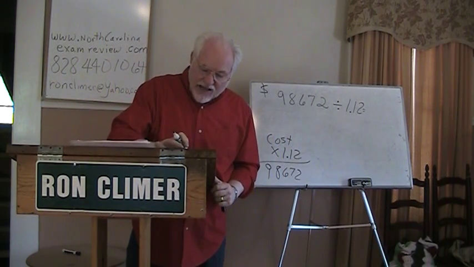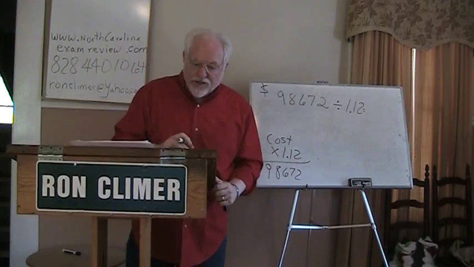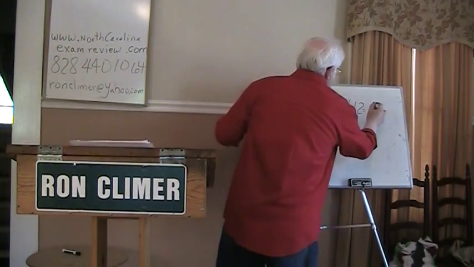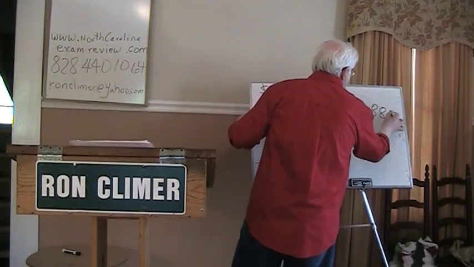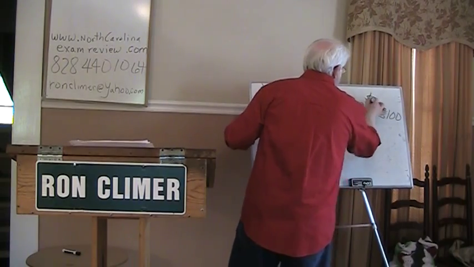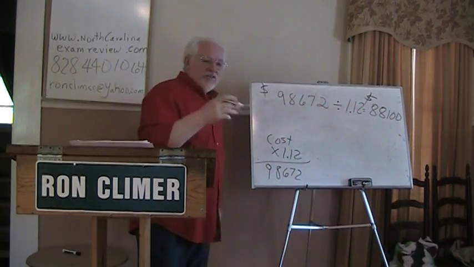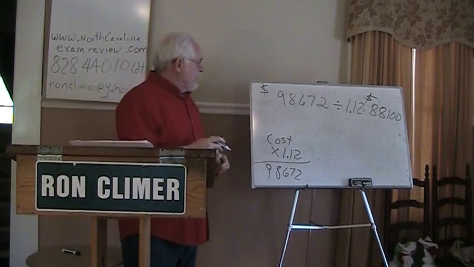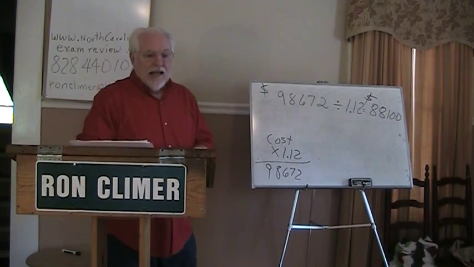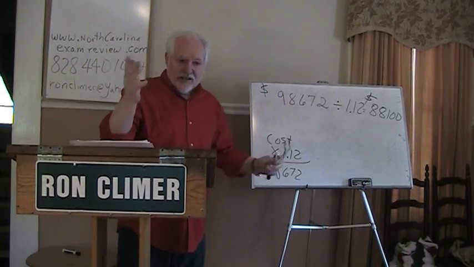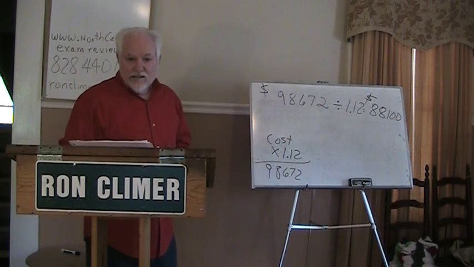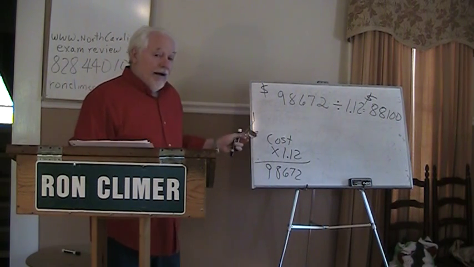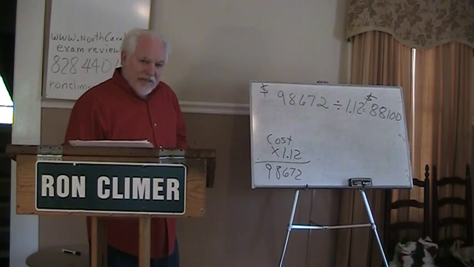98,672 divided by 1.12. My calculator says 88,100. So they bought it for $88,100, sold it for $98,672, and made a 12% profit. Okay? Now, could we do this one backwards from the answers?